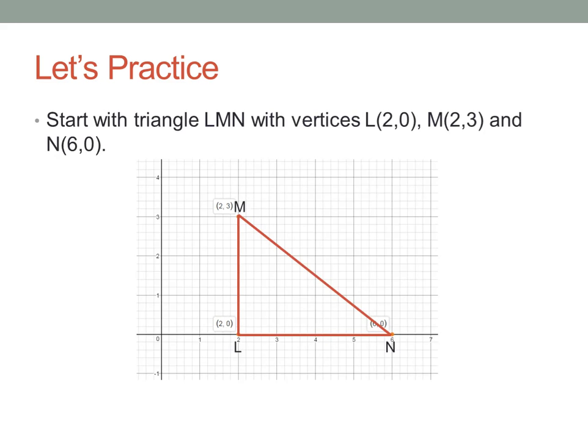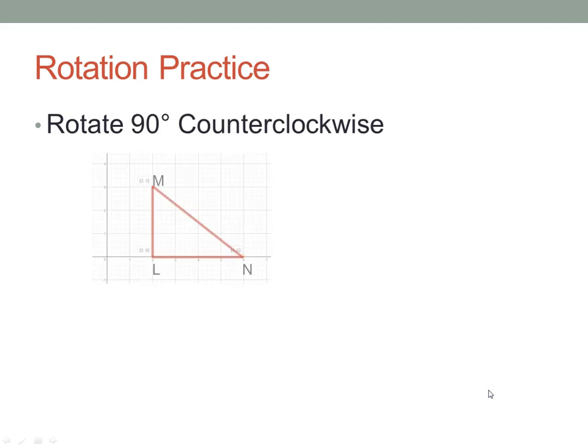Let's start with this triangle. So this is triangle LMN, and we call it LMN because those are the letters that we put on each of the vertices of the triangle. And you can see the value of each of the vertices on the triangle. So I'm going to use that same triangle, and we want to rotate it 90 degrees counterclockwise. So counterclockwise means it's going this way. We're going to rotate it this way. You can see the yellow on the screen showing you how it's going to rotate.